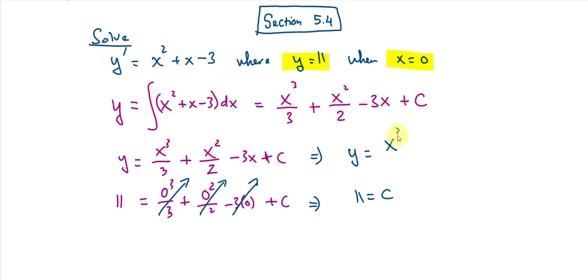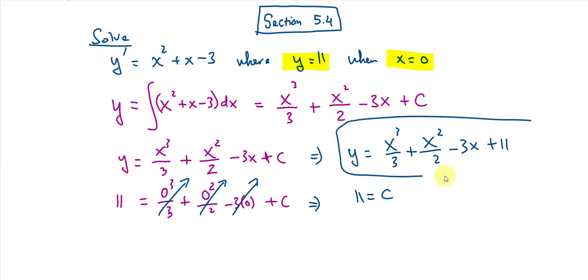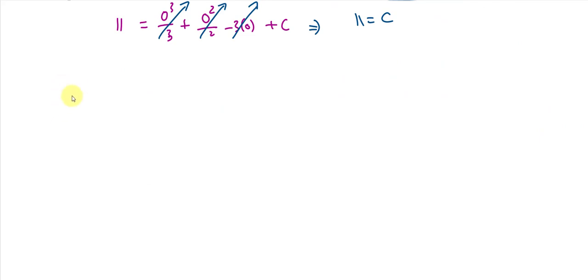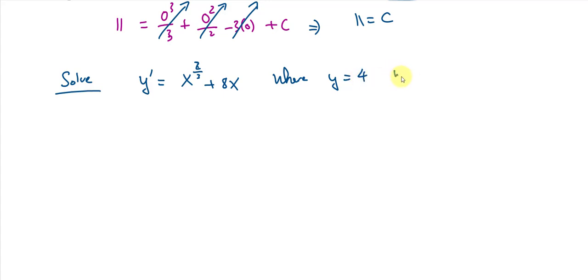y equals x cubed over 3 plus x squared over 2 minus 3x plus c, and c now is 11. And that is my final answer. Okay, let's try another problem. This next problem is also solving the differential equation given the initial condition, plus 8x, where y equals 4 when x equals 1.